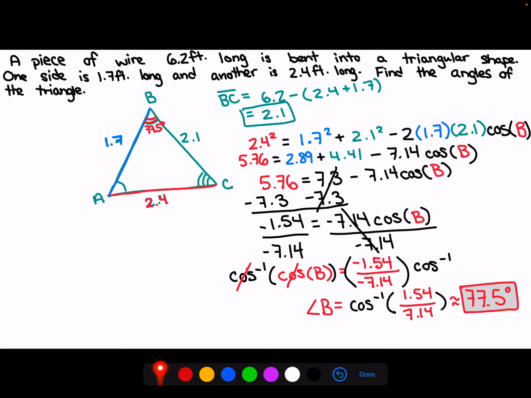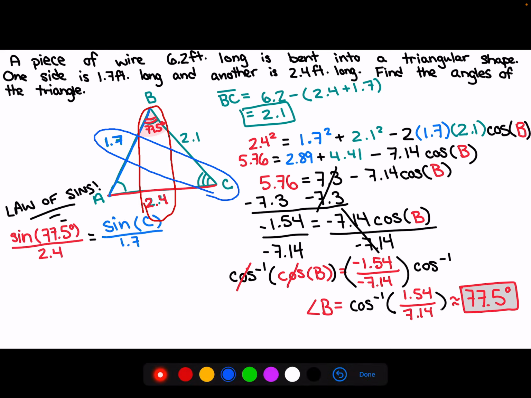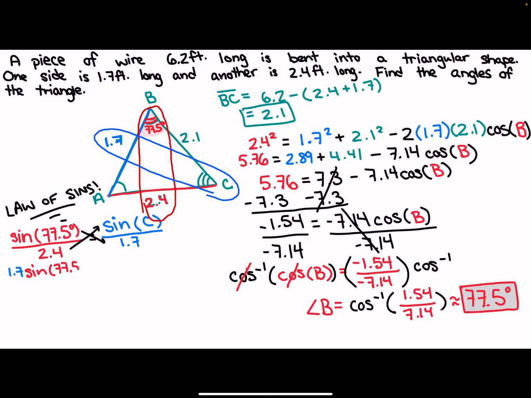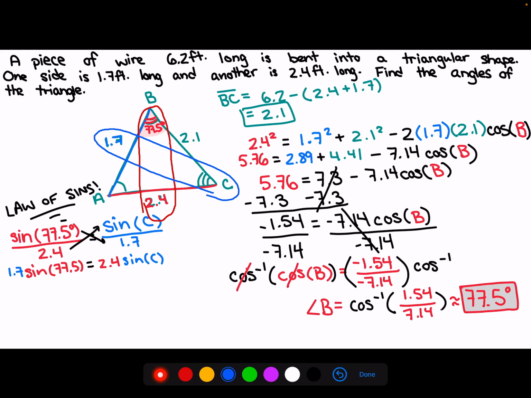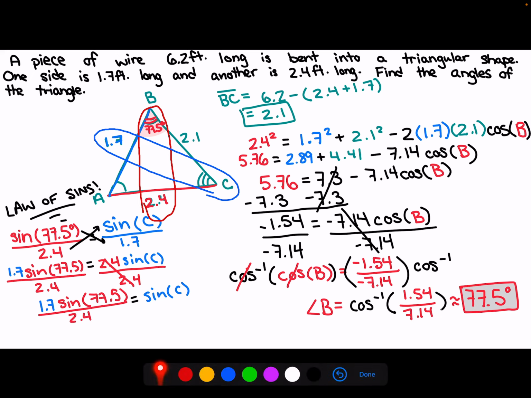At this point, now that I have an opposite side, opposite angle pair, we can go ahead and use law of sines to find our next angle, which I'm going to use to find angle C. So therefore, I'm going to use law of sines. Sine of 77.5 over 2.4 equals sine of angle C over 1.7. Cross multiplying will give me 2.4 times sine of C equals 1.7 times sine of 77.5. I want to get C by itself, so I'm going to divide both sides by 2.4. That'll leave me with sine of angle C equals 1.7 sine of 77.5 over 2.4.